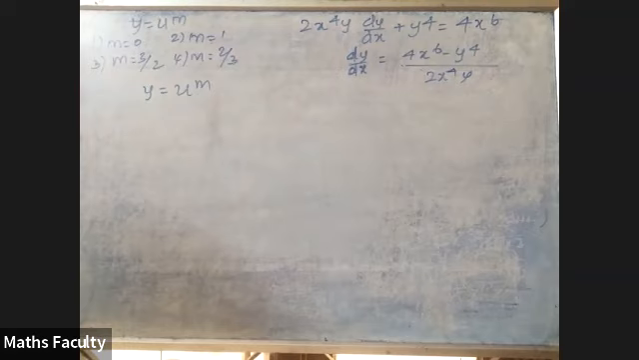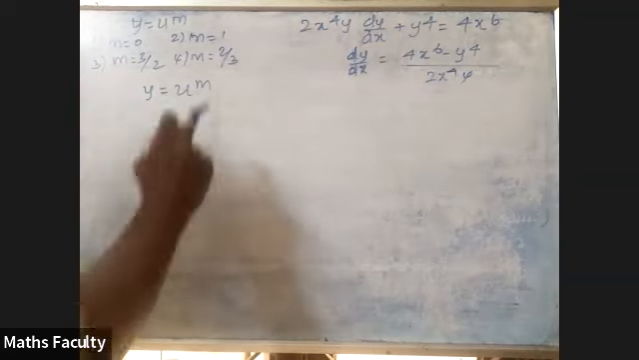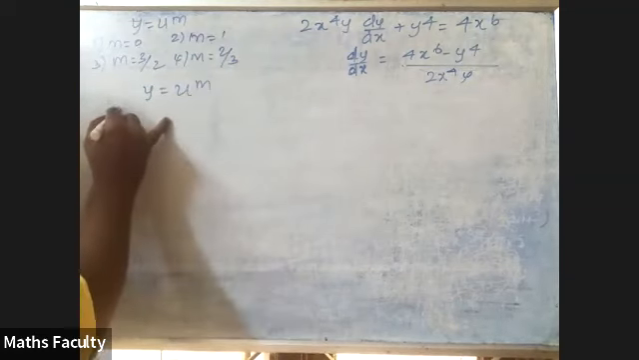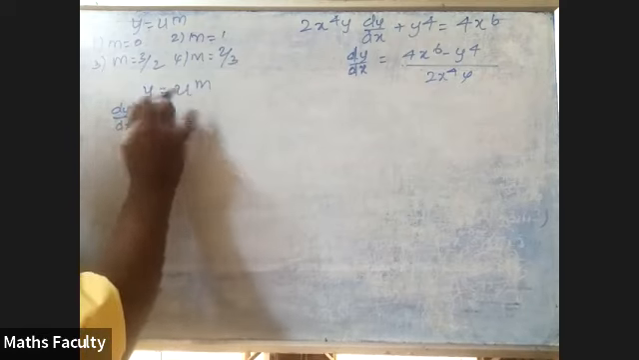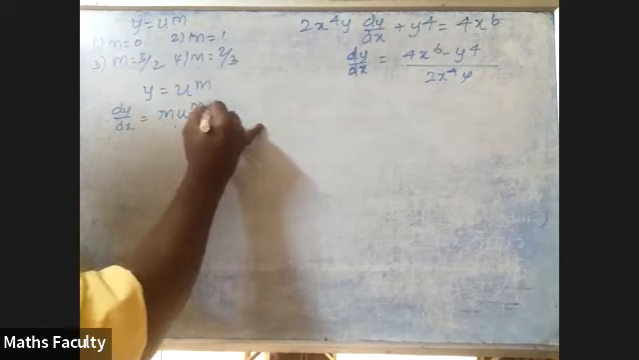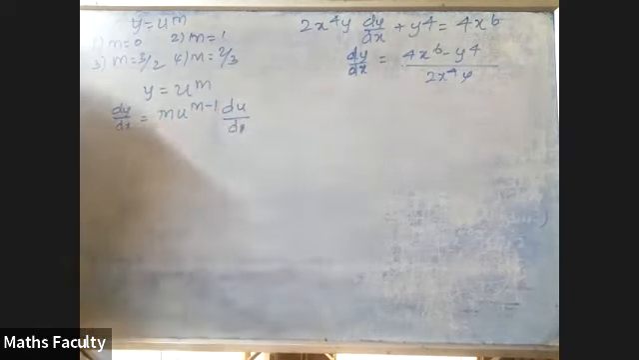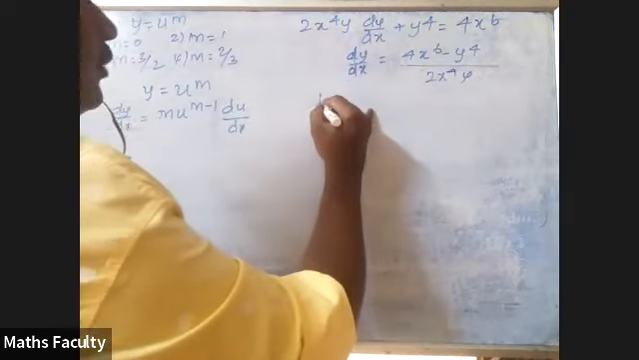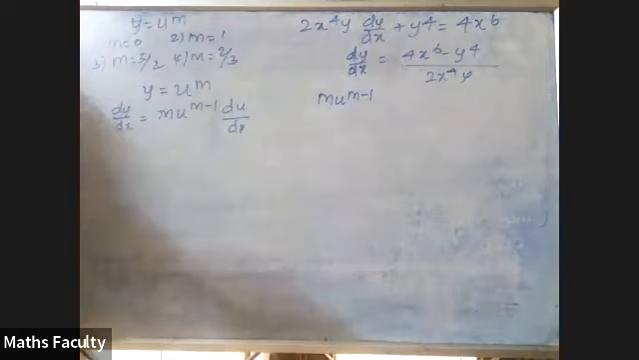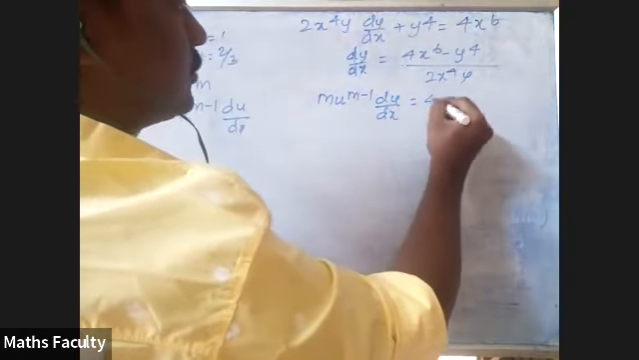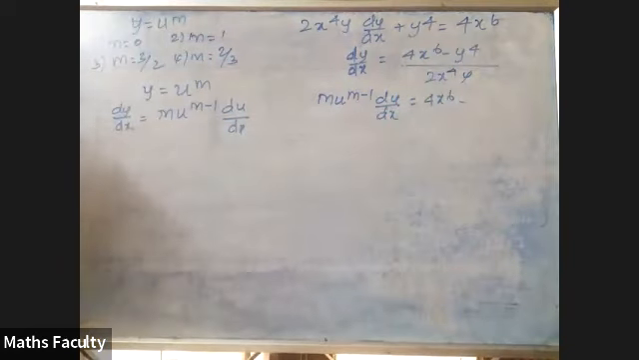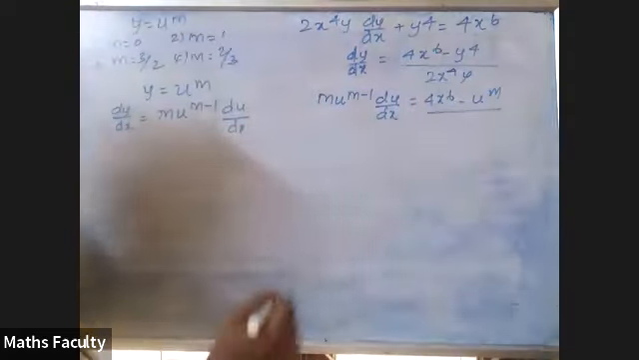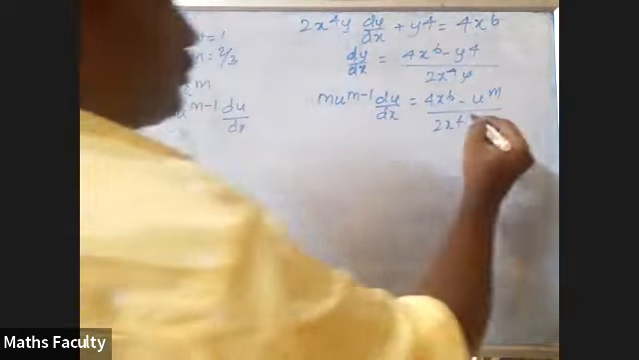Now we need to find the value of dy/dx. Since y = u^m, differentiating gives dy/dx = m u^(m-1) du/dx. Usually I would take y = vx, and then dy/dx = v + x dv/dx. Here, wherever y comes, we put u^m. Therefore m u^(m-1) du/dx = (4x^6 - y^4) / (2x^4 y), and y^4 becomes u^(4m) with y = u^m.